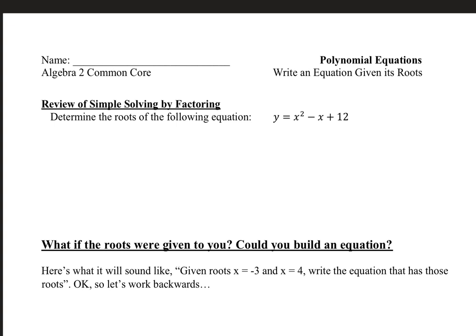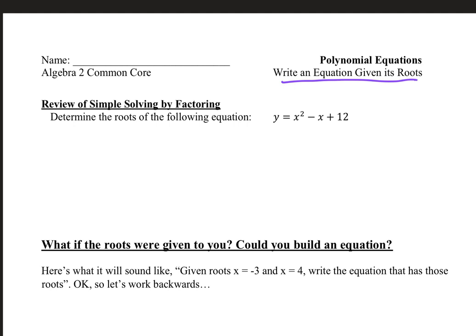What other magic can we do today? Well, we are going to write an equation given its roots. So that means we're going backwards of what we have been doing. I know, math is so much fun, forwards and backwards.